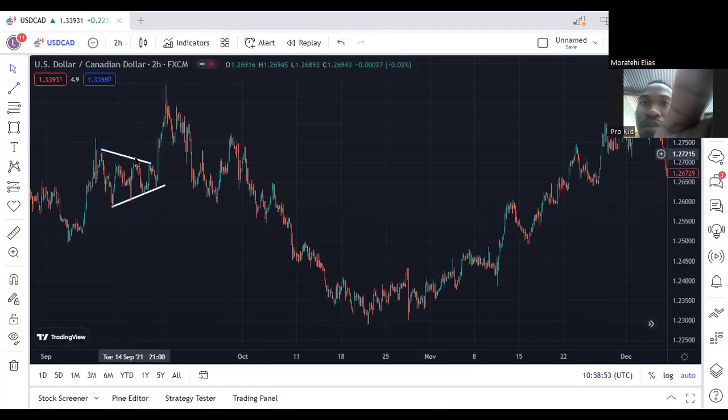First time, second time, this is the third time. This is where you have to sell. As you sell here, the price will go down. You can see the price went down. Below we have supply and demand.